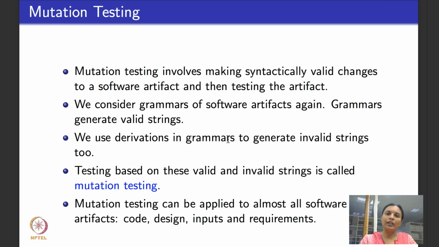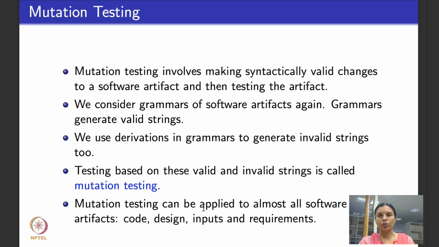When do we generate invalid strings in the grammar? We generate invalid strings only when we consider mutation as being applied to the inputs of a program. When we mutate a program itself, then we expect the program to be valid because it needs to be compilable. But sometimes we want to know how a given program behaves on inputs that are invalid. How does it handle invalid inputs? So when we do that, we mutate to produce an invalid string from the grammar corresponding to the input domain. So testing based on generating these valid strings and invalid strings for different artifacts is what is called mutation testing.